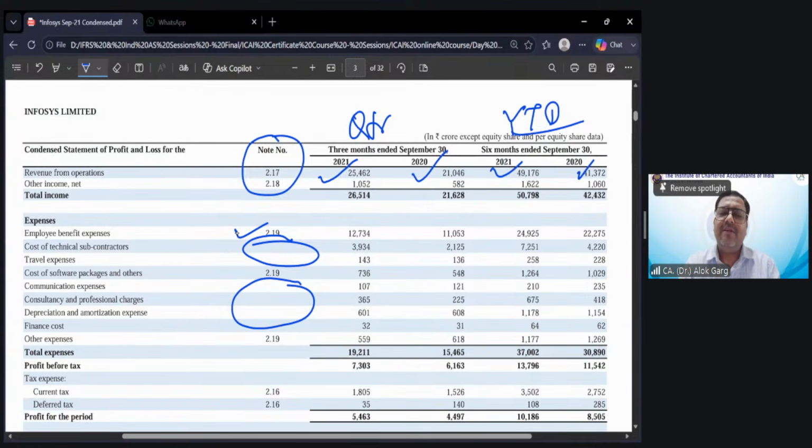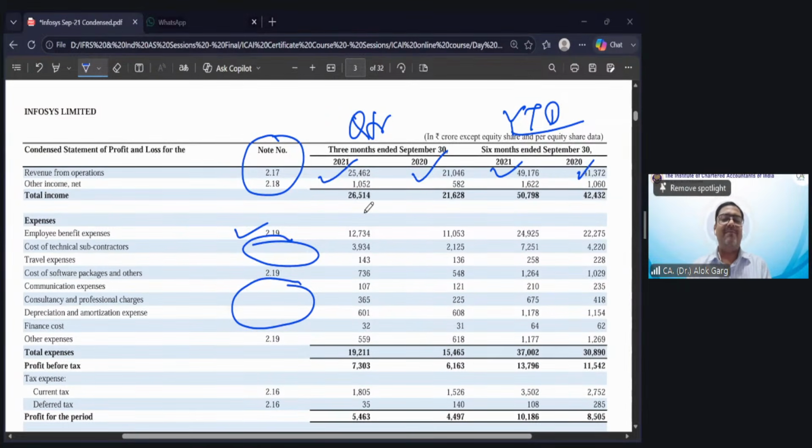Sir, the balance sheet comparison happened with March, but why is the P&L comparison apple to apple? Why is the P&L comparison of the September quarter with the September quarter of the last year, and 6 months September with the 6 months September of the last year? Why? Because P&L reflects performance. आप पूरे साल से कंपेयर तो नहीं कर सकते ना 3 महीने की परफॉर्मेंस को या 6 महीने की परफॉर्मेंस को. So P&L reflects performance.